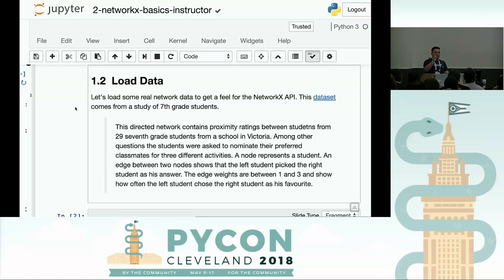So right off the bat, what is the definition of this graph? Who are the nodes and who are the edges? The nodes are students. The edges are I pick you, right? Like I pick you, I pick you, I pick you, I pick everybody. We're not doing Oprah at this point. So is this a directed or undirected graph? The reason it's directed is because I pick you and you don't necessarily have to pick me, right?